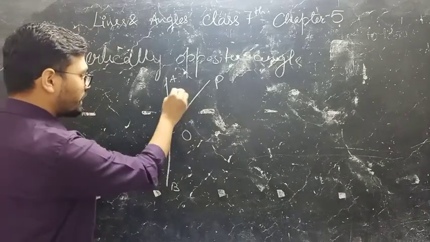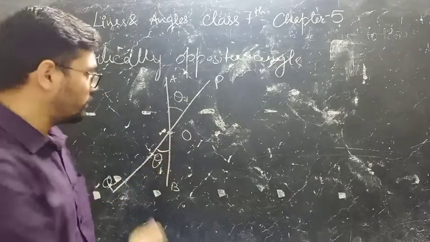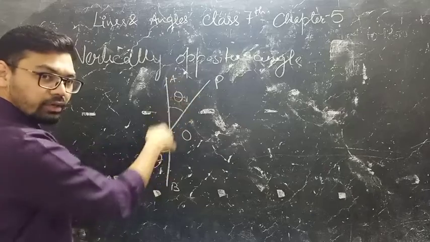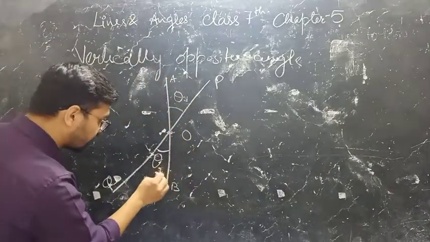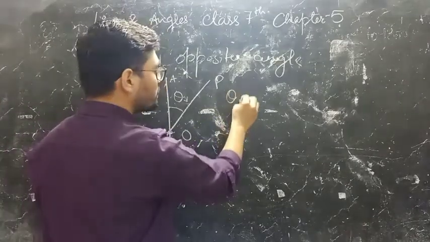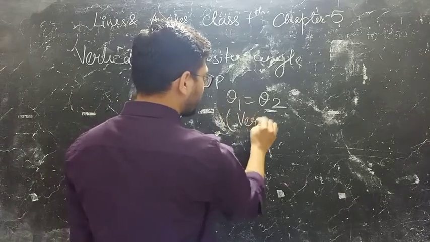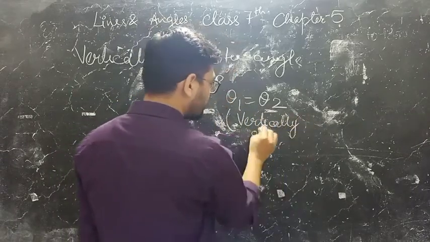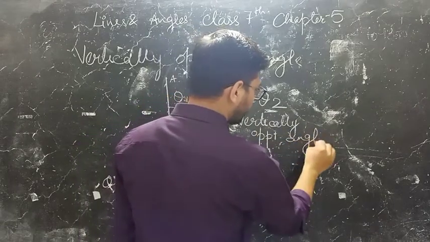They are intersecting at point O, then this angle is equal to this angle. Let's say this is theta 1, then this one is also theta 1. The reason is these are vertically opposite angles. So you can write, let's say I'll write theta 2. So you will write theta 1 is equal to theta 2. The reason is these are vertically opposite angles.